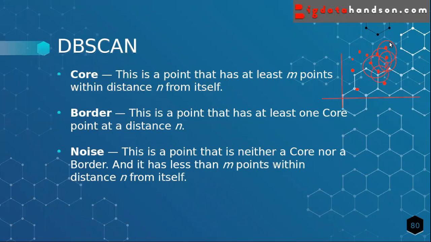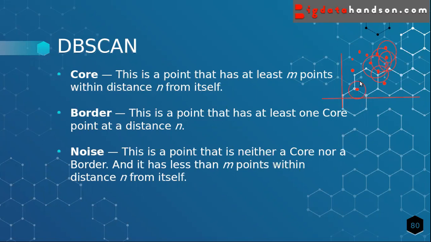So take this circle, the top one. In this circle we have one core point, right? In the radius of epsilon we have one core point. If we have at least one core point, then this point is a border point. So the definition for border is, this is a point that has at least one core point at a distance n. So we have one core point right here.